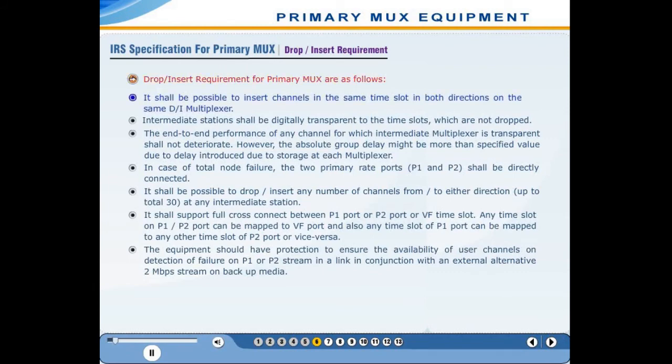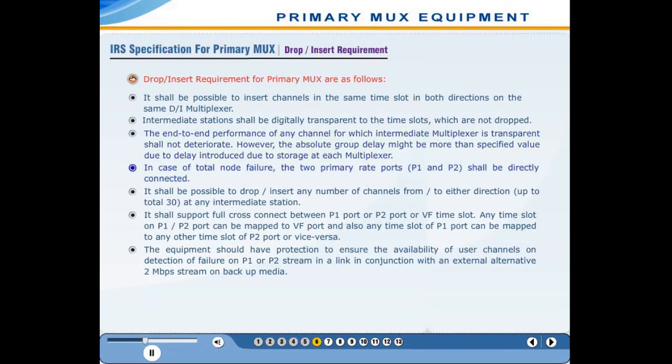It shall be possible to insert channels in the same time slot in both directions on the same drop insert multiplexer. Intermediate stations shall be digitally transparent to the time slots which are not dropped. The end-to-end performance of any channel for which intermediate multiplexer is transparent shall not deteriorate. However, the absolute group delay might be more than specified value due to delay introduced due to storage at each multiplexer.